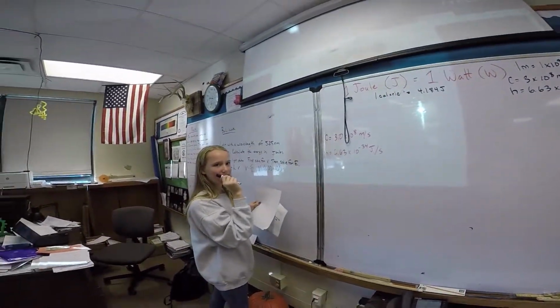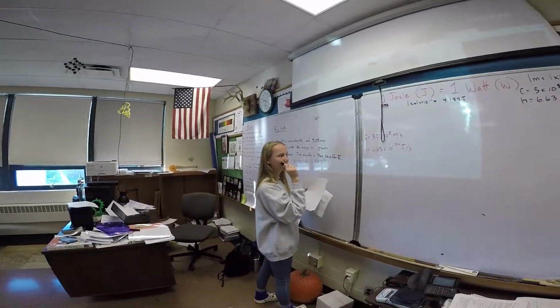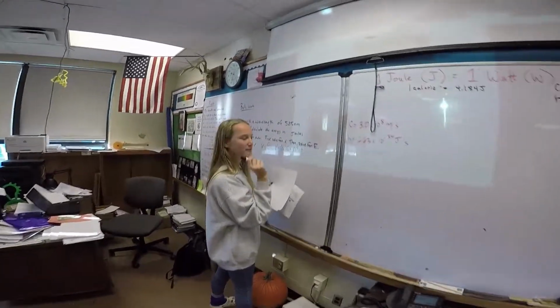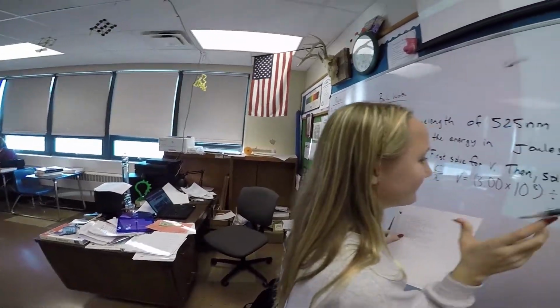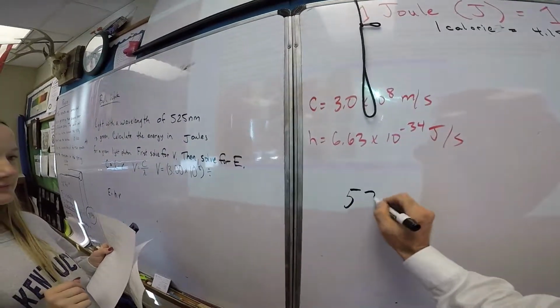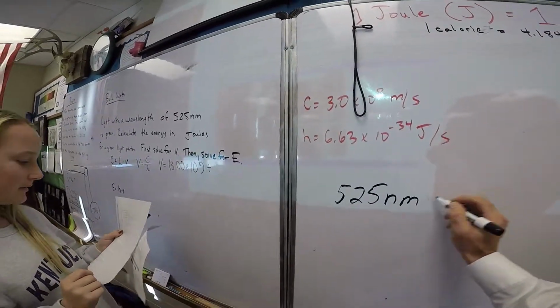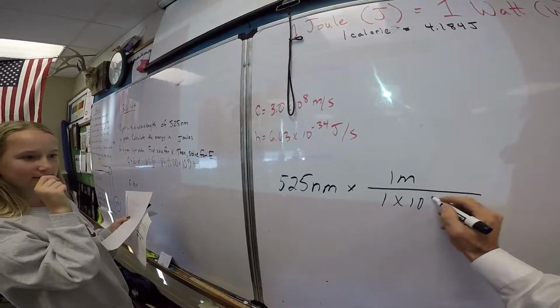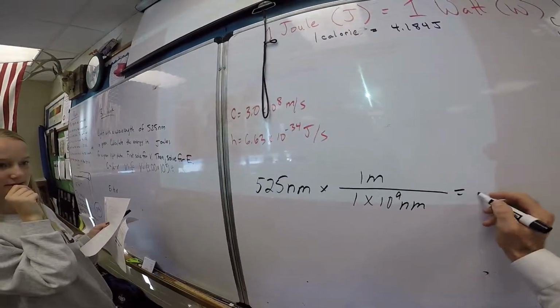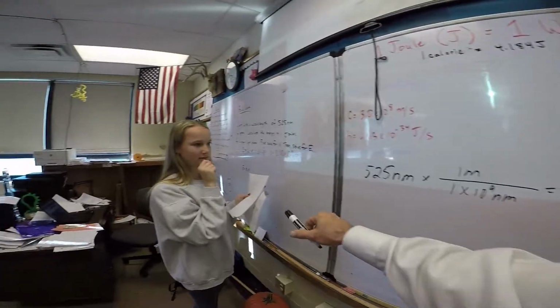That's a good question. You're going to have to use some dimensional analysis. So you're going to take 525 nm times 1 meter is 1 times 10 to the 9th nanometers. And you get an answer, and then that goes into your formula.